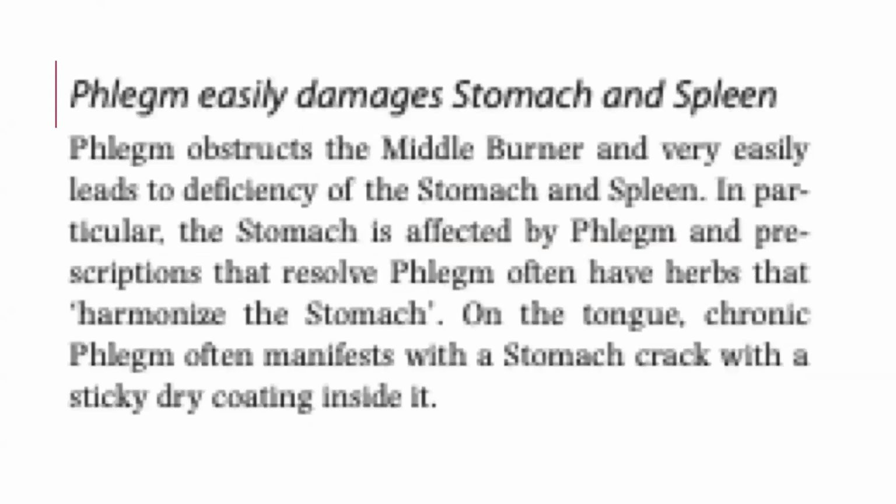Phlegm easily damages the stomach and spleen. Phlegm obstructs the middle burner and very easily leads to deficiency of the stomach and spleen. In particular, the stomach is affected by phlegm, and prescriptions that resolve phlegm often have herbs that harmonize the stomach. On the tongue, chronic phlegm often manifests with a stomach crack with a sticky, dry coating inside it.